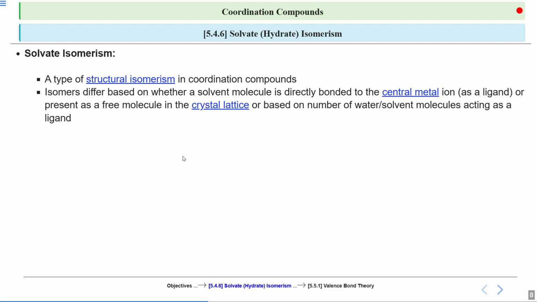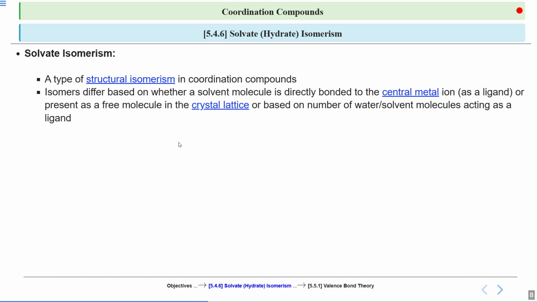So solvate isomerism is observed when two isomers differ from each other on the basis of whether, inside those complexes, a solvent molecule is directly bonded to the central metal ion. That means either it is acting as a ligand or it is present as a free molecule in the crystal lattice. Or you can also observe the difference between the isomers by seeing whether the number of water or solvent molecules are acting as a ligand or not.